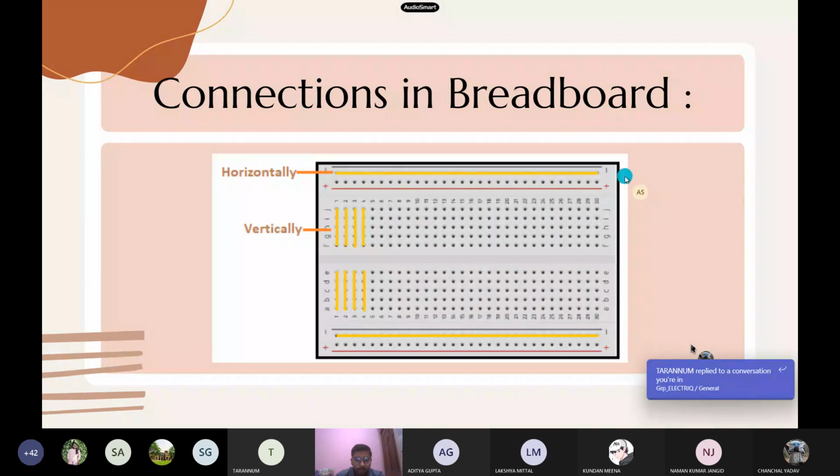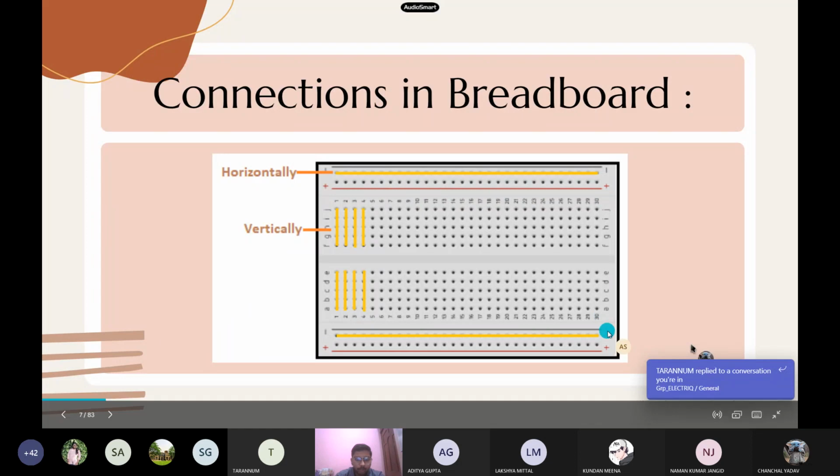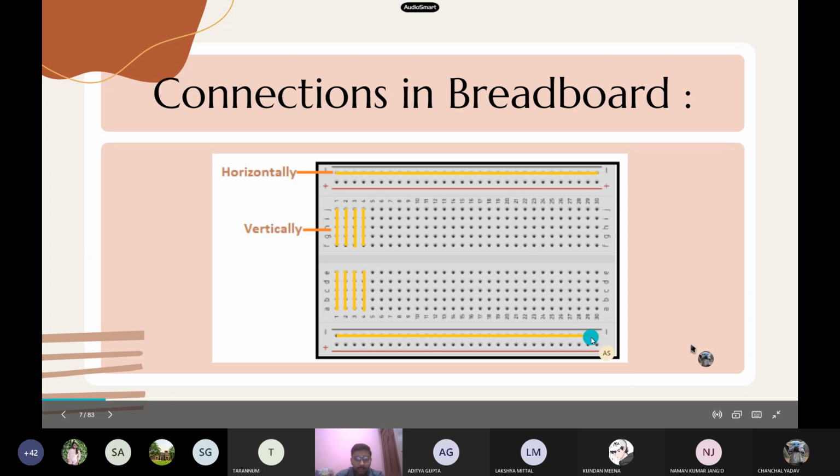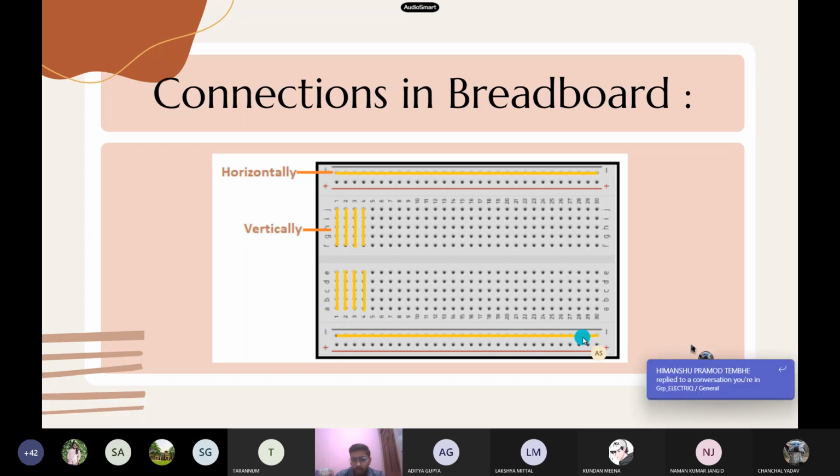You can see two power lines on the top and two on the bottom. In these lines, a battery or any other power source is connected. Positive terminal is connected to this side and negative to this side. Similar thing is on the bottom also. These power lines are shorted horizontally, meaning the voltage is the same on this horizontal line.